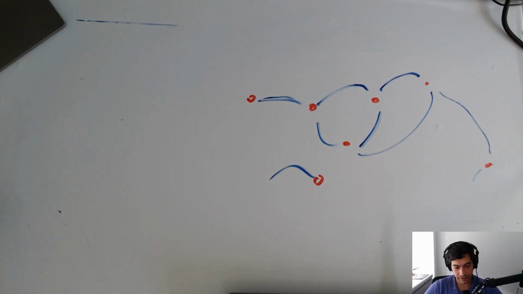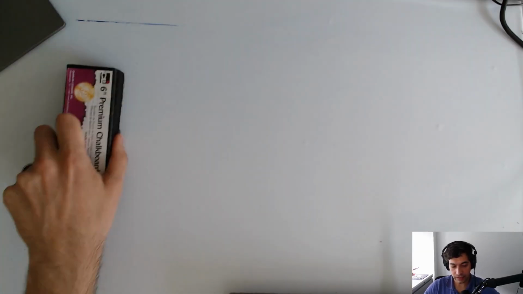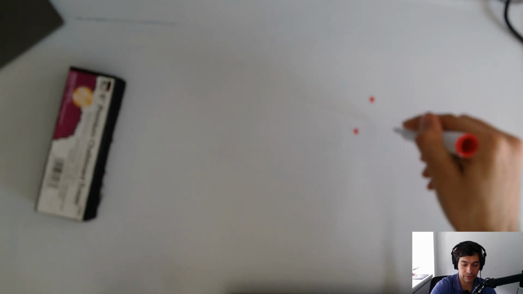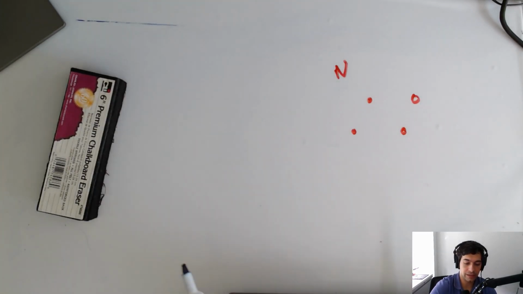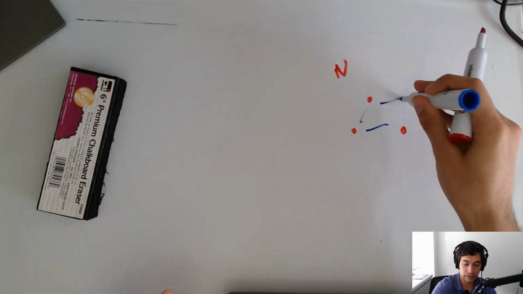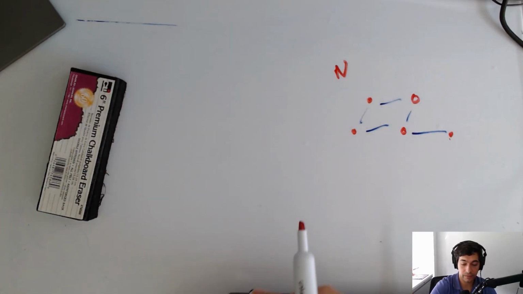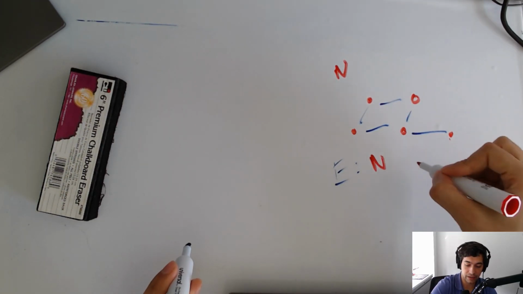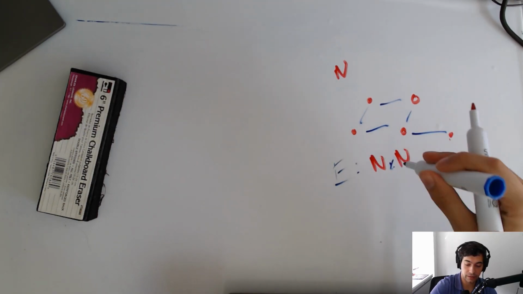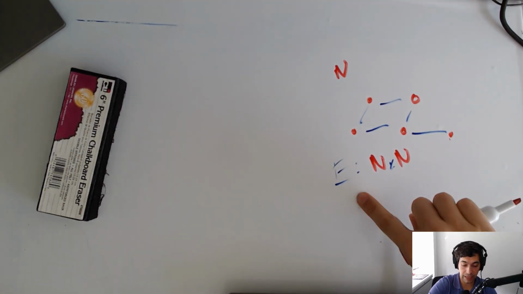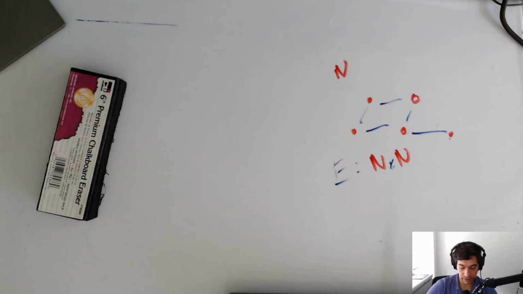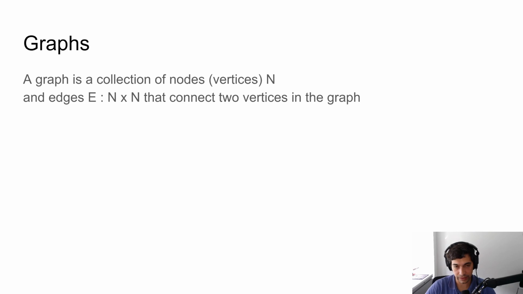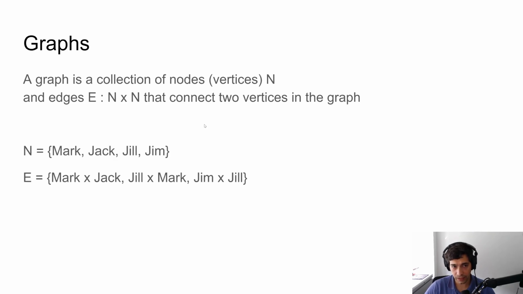So I'm going to define my set of nodes first. I'm going to put down a number of nodes here. I'm going to call these N. And then I'm going to create edges between the nodes. And the edges are made up of a pair of nodes. We're going to write N cross N. Right, so every edge connects two different nodes, as we can see here, and this is reflected in our formal definition.